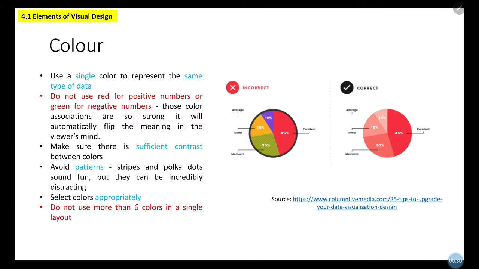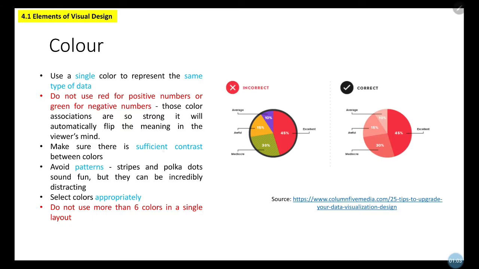Same type of data should be represented by a single color, and do not use red for positive numbers or green for negative numbers, because those color associations are so strong, it will automatically flip the meaning in the viewer's mind. As we know, something very positive will always be green, something negative will always be red. So we use that connotation so that the reader will understand and pick up. Green means something good, red means something bad.